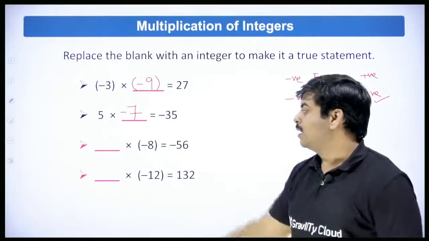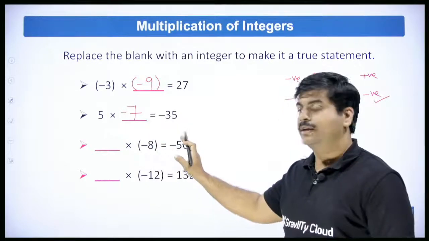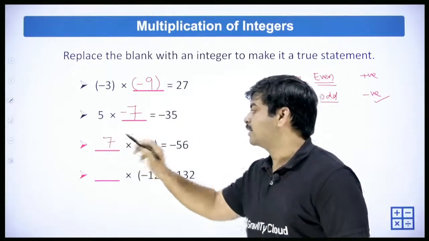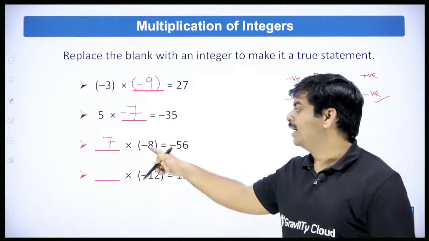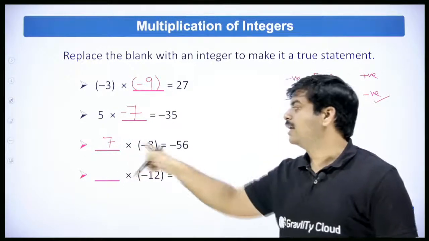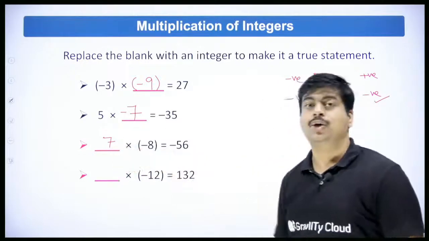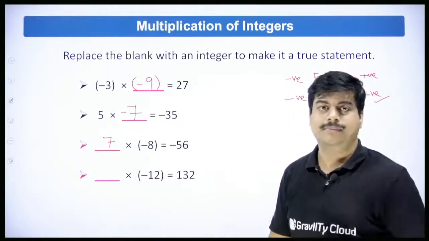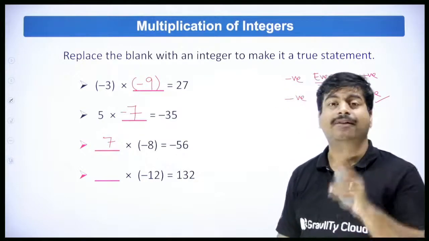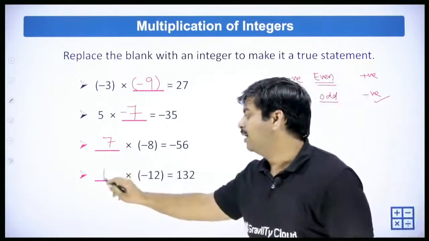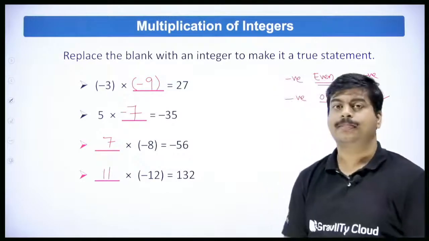Okay. Next, which number into 8 will give you minus 56? 7 into 8 is 56. So you have a negative here, and it is enough to say that the number is minus 7. No need to keep one more negative. Right? Here 132. So 11 into 12 is 132.